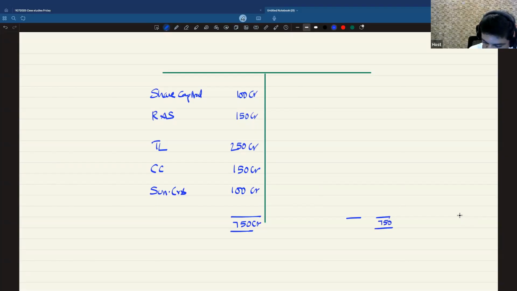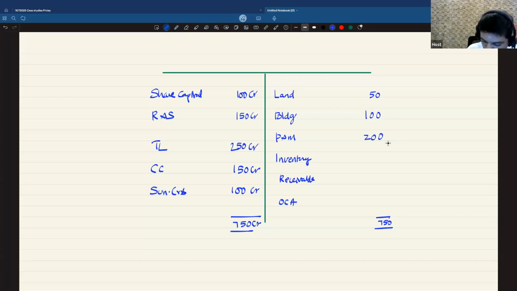Now let's see what is the total of the 750 crore. They have invested in land, building, plant and machinery, inventory, receivables, and they have some other current assets. So let's get the breakup of it. The land is around 50 crore. Building is around 100 crore. Plant and machinery is around 200 crore.